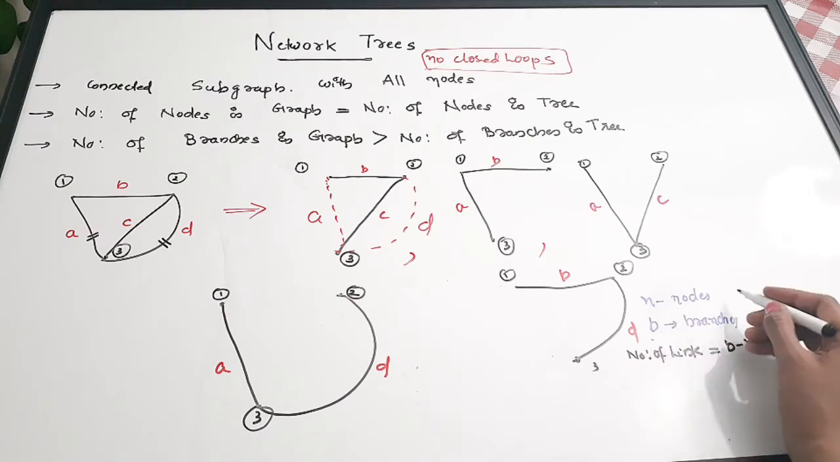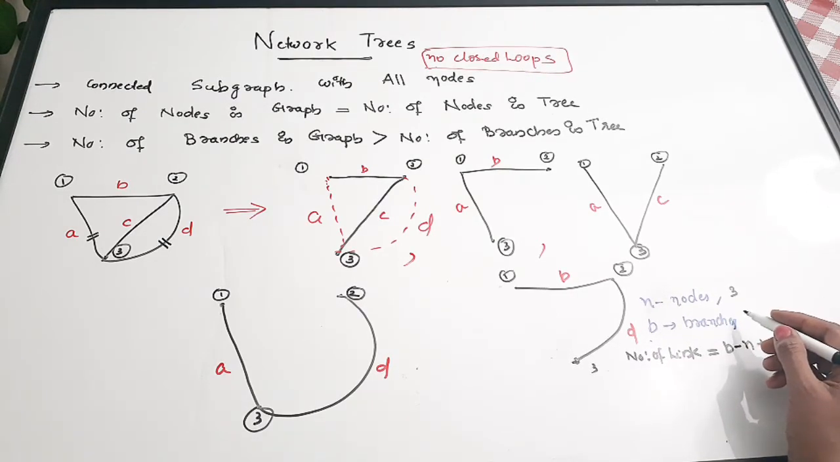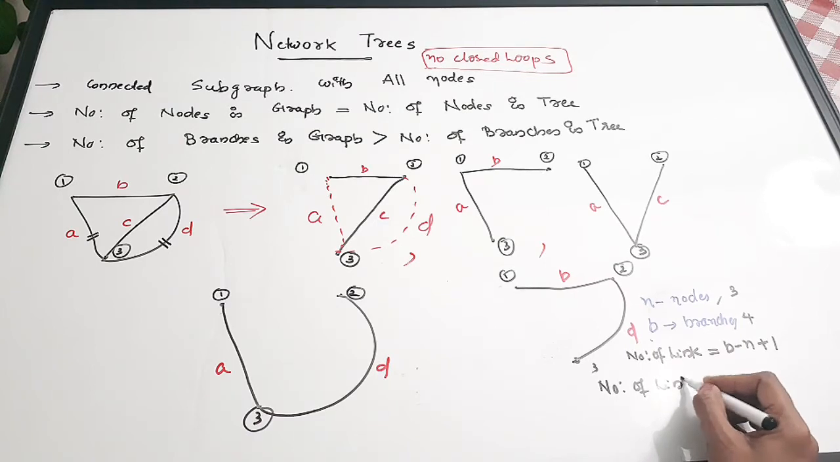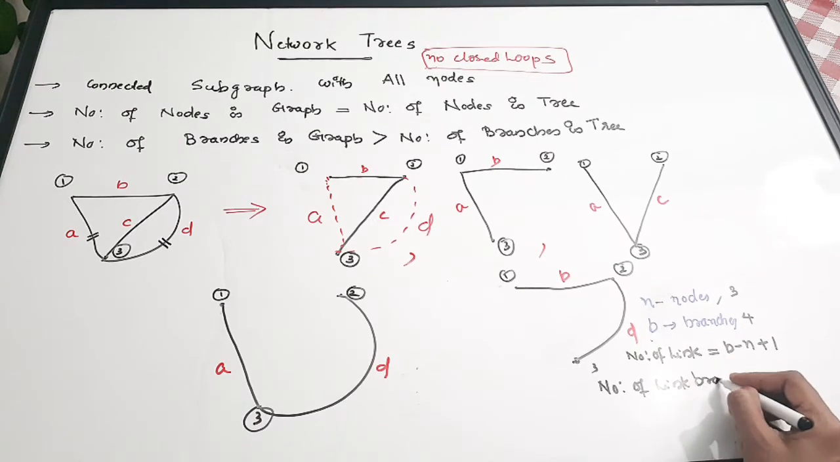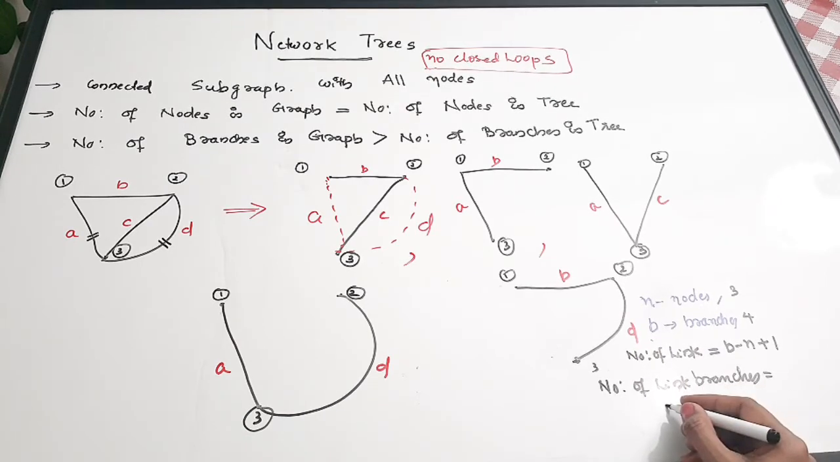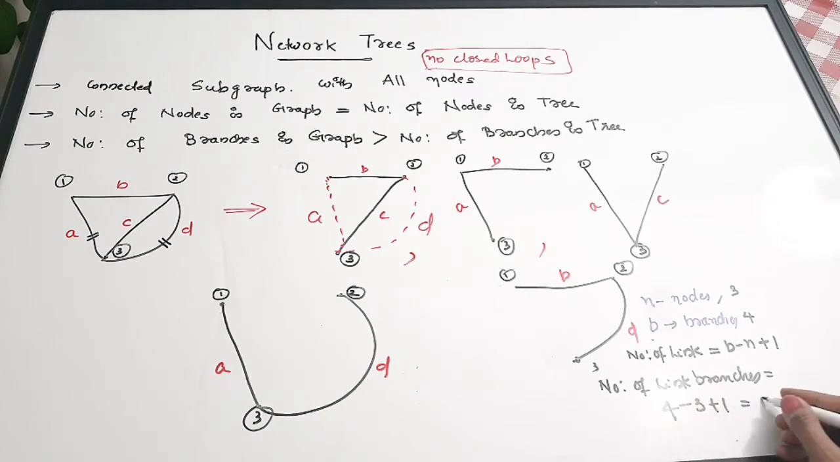Okay, so we'll take this example. Here the n value is equal to 3, and the branch value is, there are 1, 2, 3, 4 branches, right? So the number of links or link branches is equal to, here b is 4, so 4 minus 3 plus 1, which will be 1 plus 1 is equal to 2.